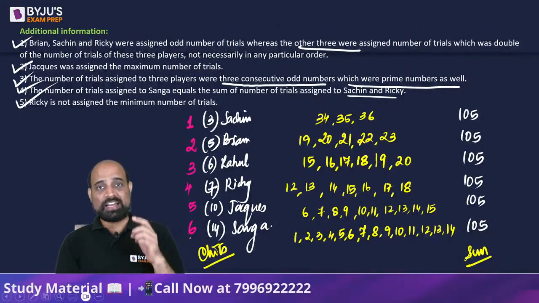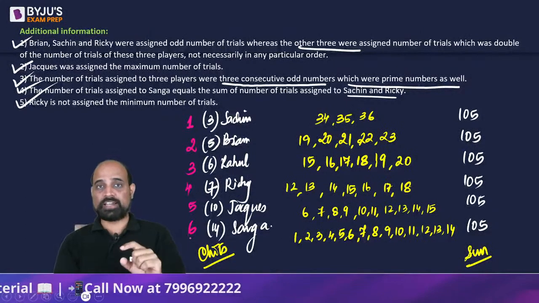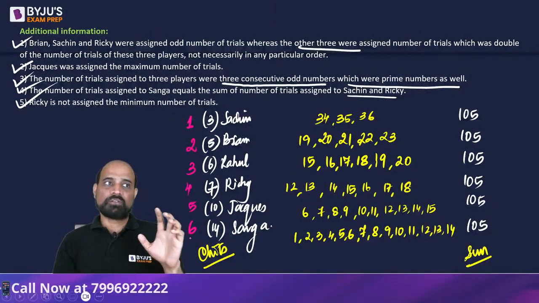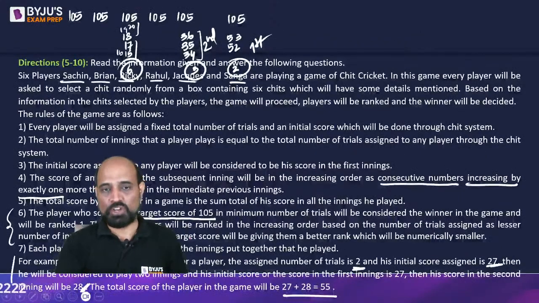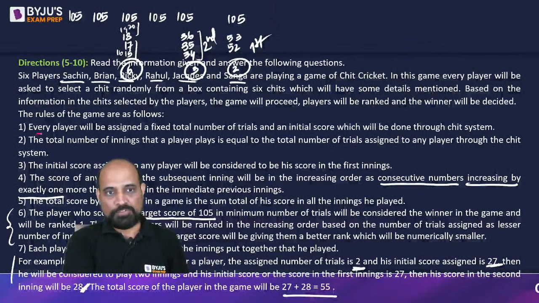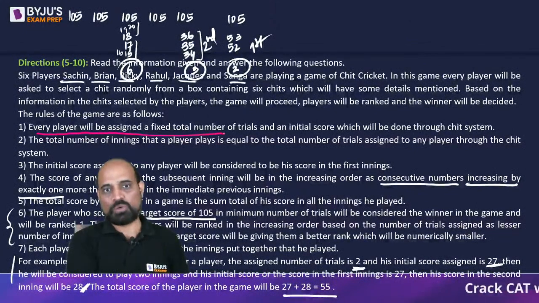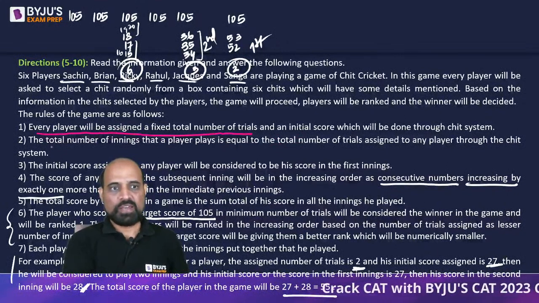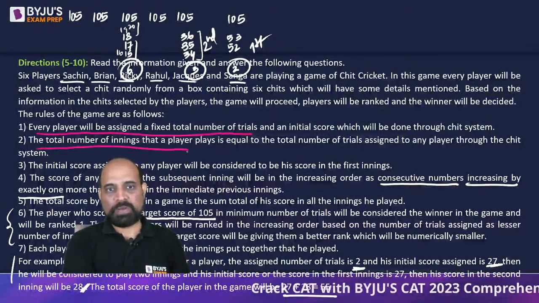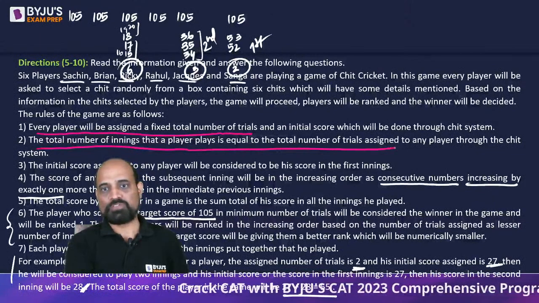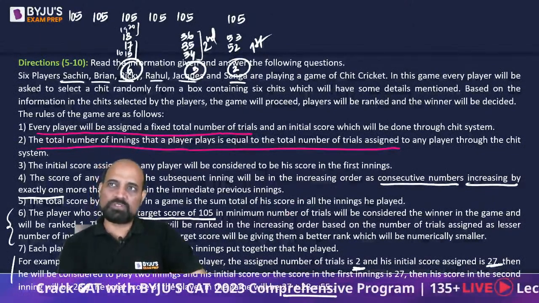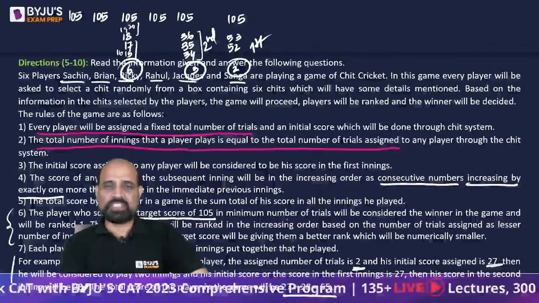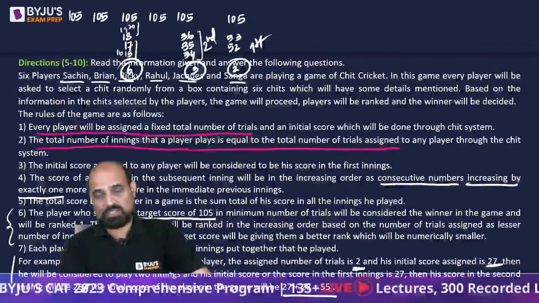So this set had 2 parts to understand. The first part being you need to understand the word problem. It was not difficult. See, every player will be assigned a total number of trials. Okay. The total number of innings that a player plays is equal to the total number of trials assigned. यार ये बहुत, I will not call it stupid, but isn't this something which is very silly?